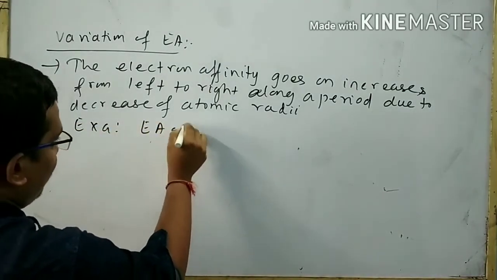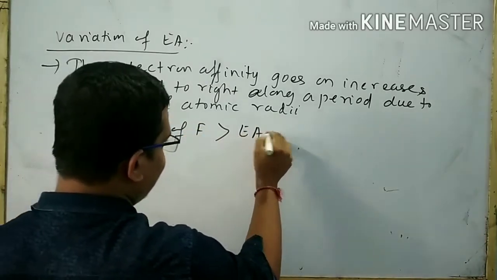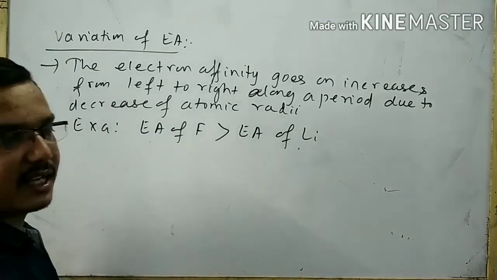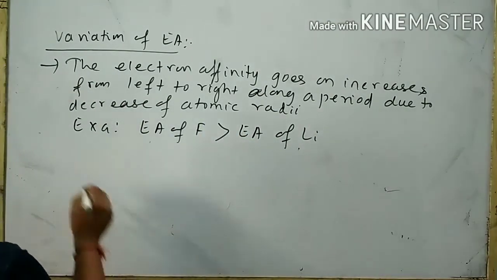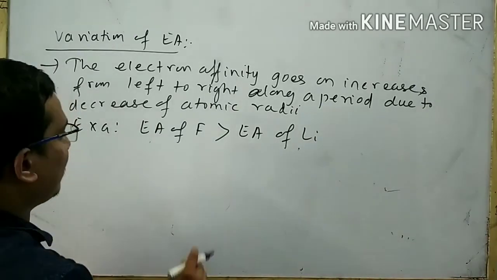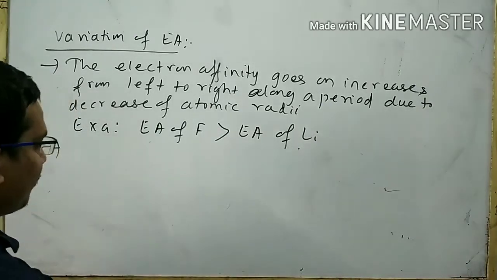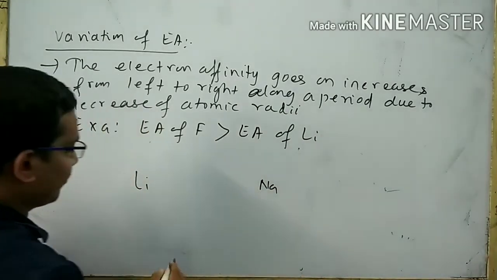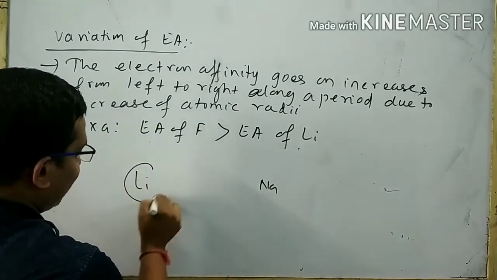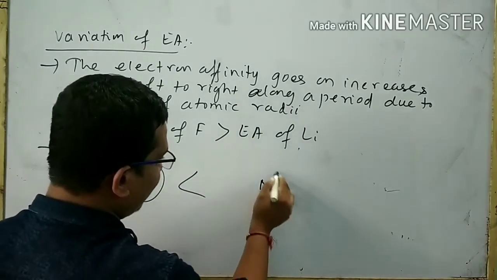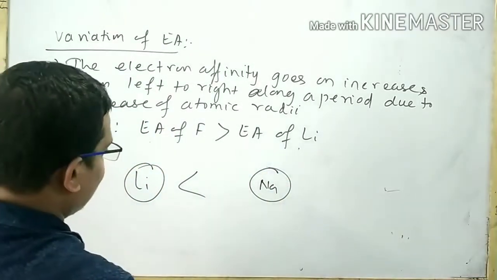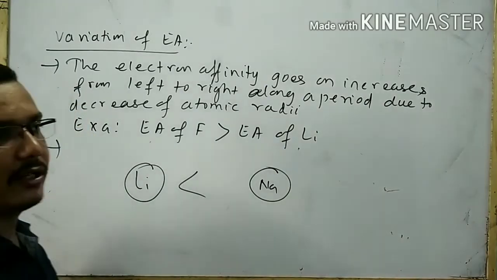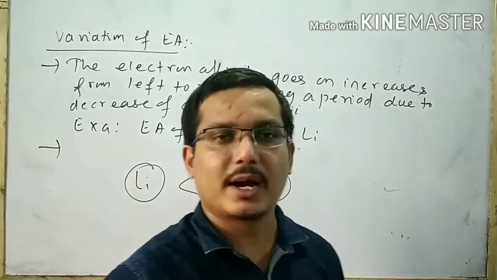Electron affinity of fluorine is more than electron affinity of lithium. Both fluorine and lithium are present in the second period. Next point: if you think about elements present in a group, suppose take an example, lithium and sodium. The atomic radius of lithium is smaller than the atomic radius of sodium. As a result, we know that the electron affinity decreases with increase in the atomic radius.